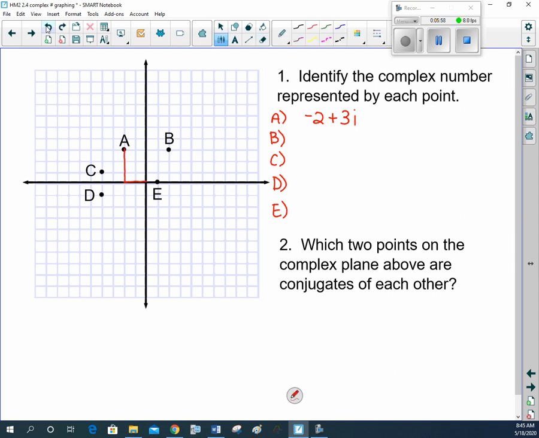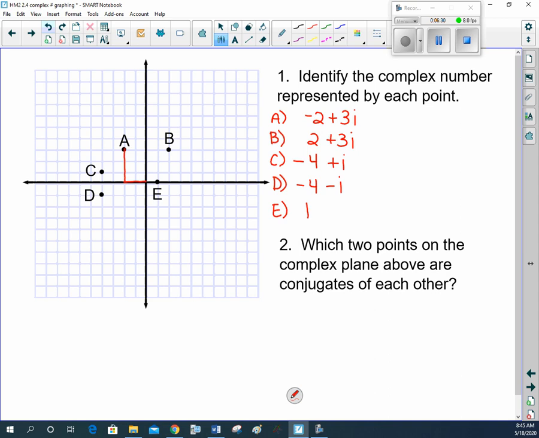Okay, so B is over 2, up 3. So this is to the right 2, and then up 3, so 2 plus 3i. C is to the left 1, 2, 3, 4, so negative 4, and up 1, so that's i. And then D is to the left 4, and down 1, so that's minus i. And then E is 1 to the right, so it would just be the number 1.